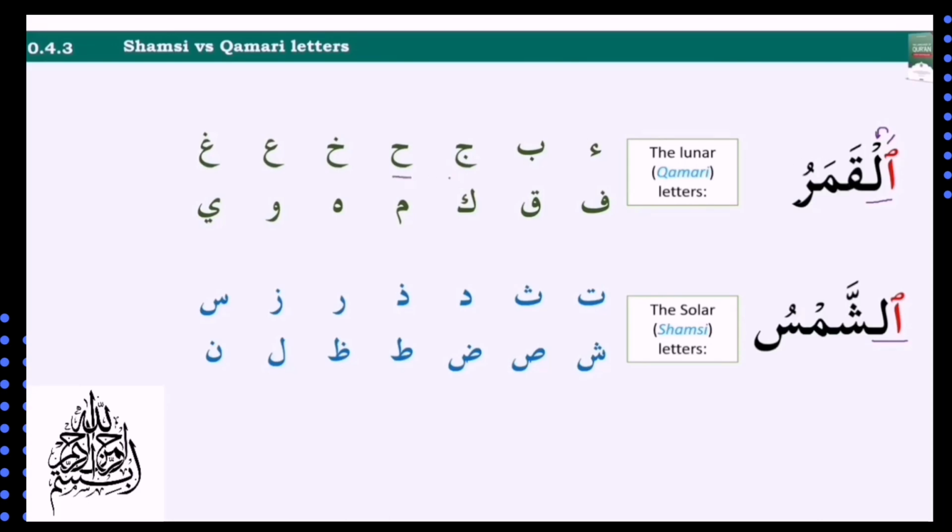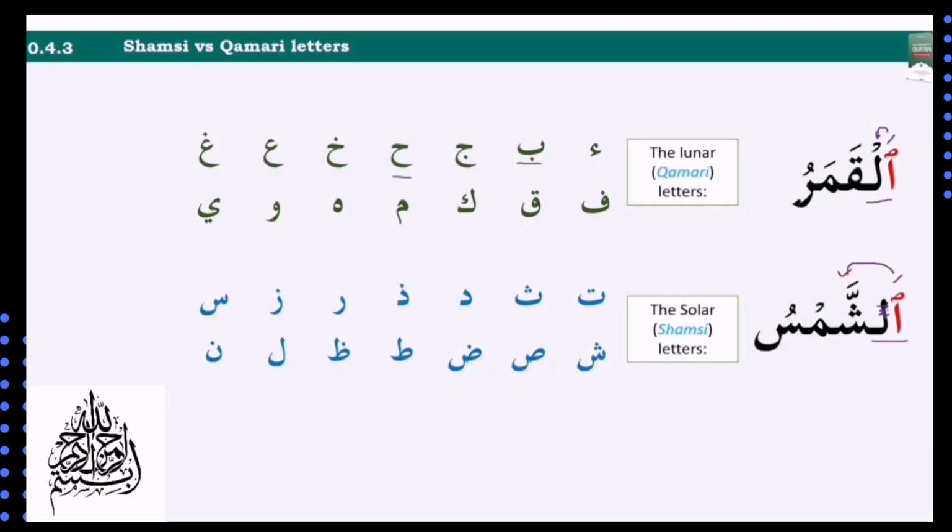Whichever one of these letters comes after the al, it is always read clearly. But if it's one of these 14 letters, for example, we read this one straight there, ash-shamsu. We do not pronounce the lam. We go straight there, and these are called shamsi letters. And again, ta, tha, dal, dal, and so on.